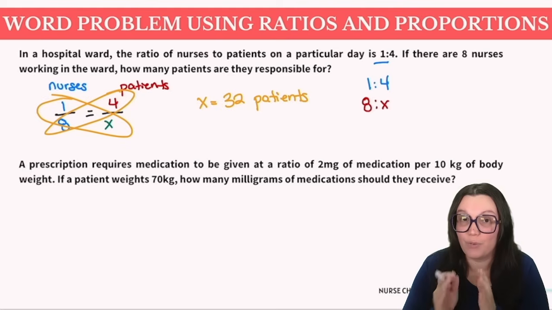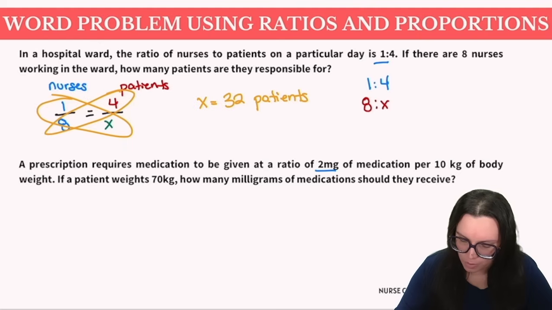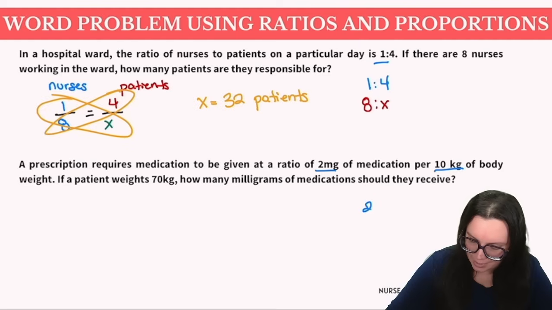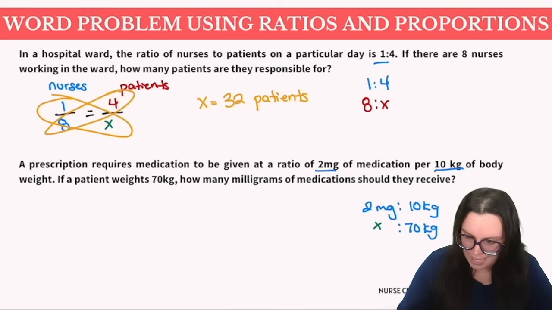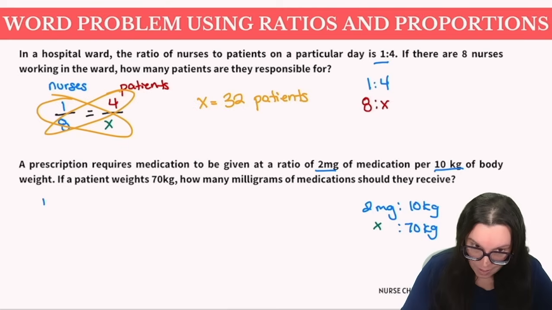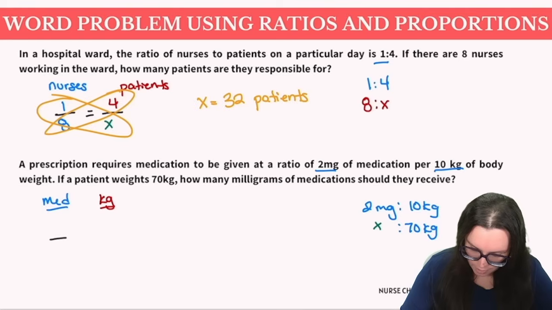So here's a really good one for those of you who are going to nursing school. So a prescription requires medication to be given at a ratio of 2 milligrams per 10 kilograms. That's our first ratio. If a patient weighs 70 kilograms, how many milligrams is that patient going to receive? So again, we're going to organize our information. We're going to put our med here on the left-hand side, and we're going to put our kilograms, which is our patient's body weight, over here on the right-hand side.